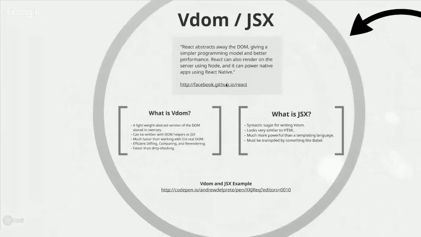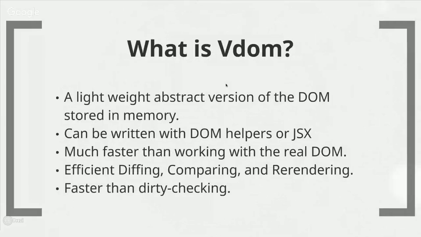So we're going to talk about the virtual DOM a little bit. The virtual DOM is a lightweight abstract version of the DOM stored in memory. It can be written with DOM helpers or JSX. It's much faster than working with the real DOM, with efficient diffing, comparing, and re-rendering. It's faster than dirty checking. So basically, you write your DOM in your JavaScript in your React component, and it stores that in a manner where it can make updates and changes effectively and quickly.